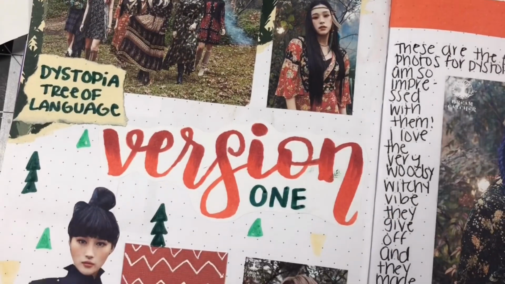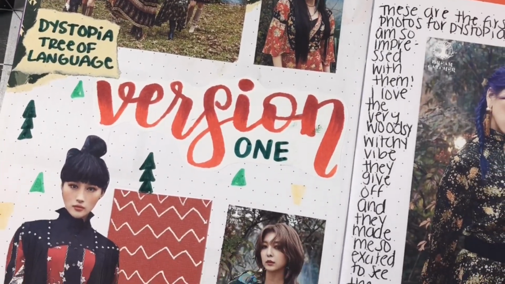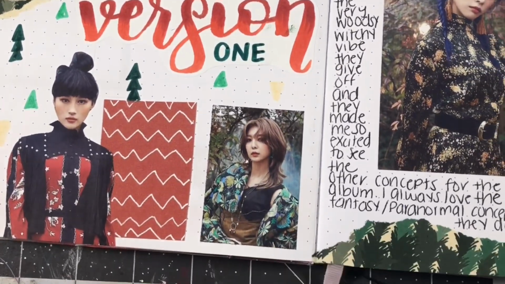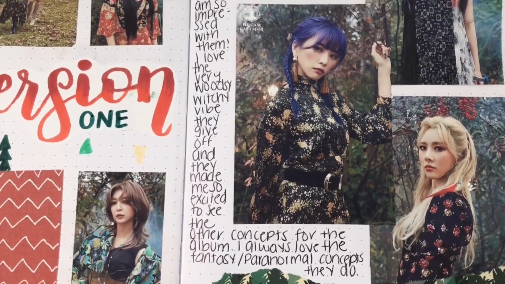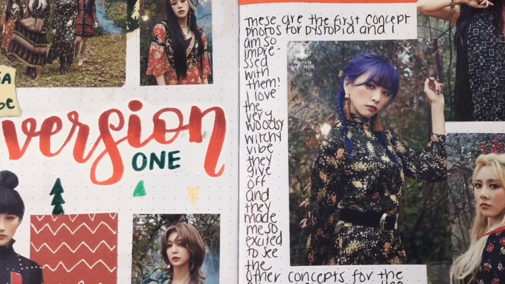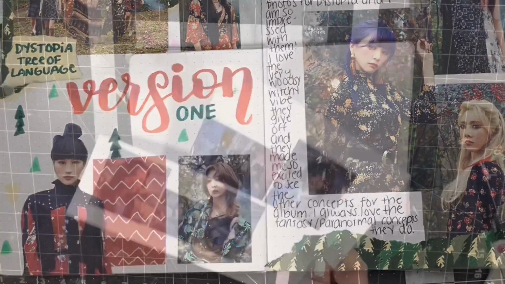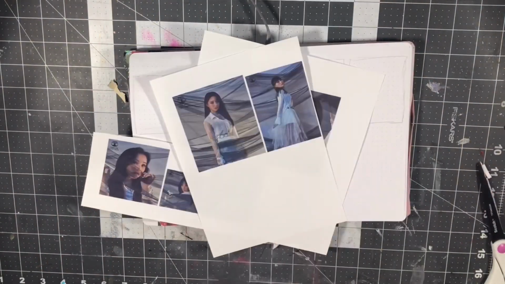So here is a look at the final spread for version E. I really liked this one a lot. I had really cool photos to work with, which always helps, but I like the colors for this one and I like the paper that I had on hand. So yeah, moving on to version V.